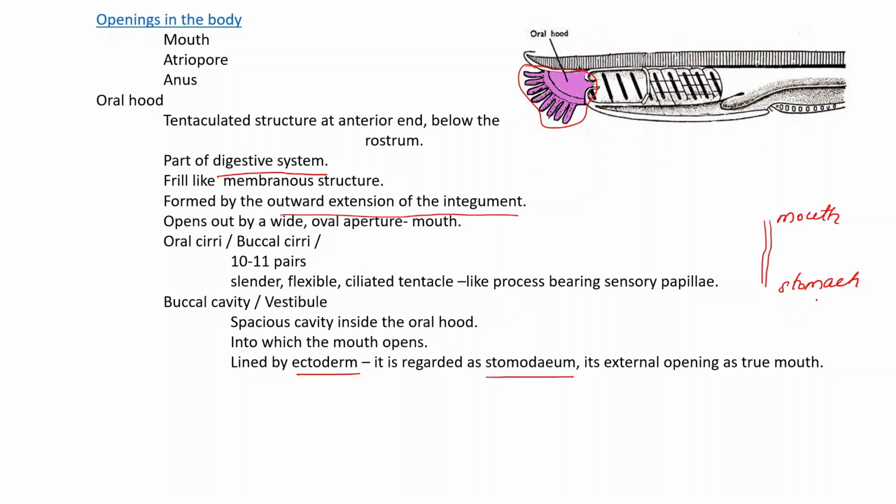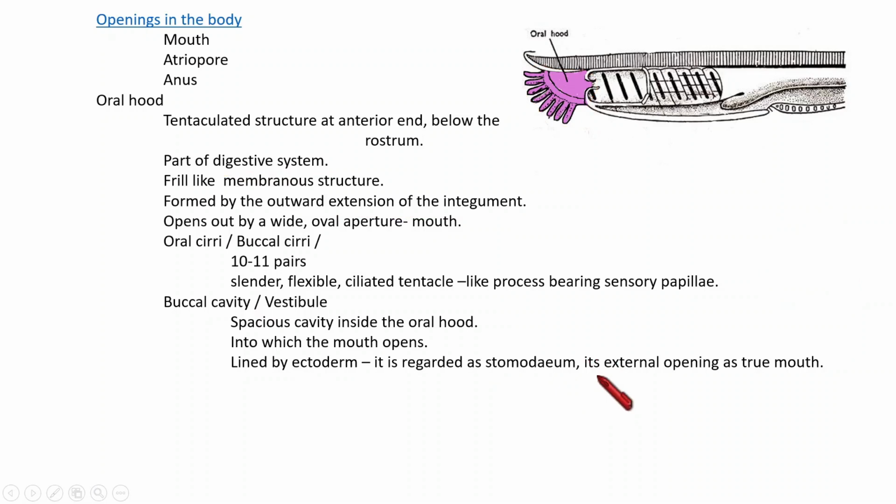So stomodeum means it acts as the mouth in the embryo. Later it will become a part of the alimentary canal between the mouth and the stomach. So this buccal cavity or vestibule is lined by ectoderm. It is considered as a stomodeum.